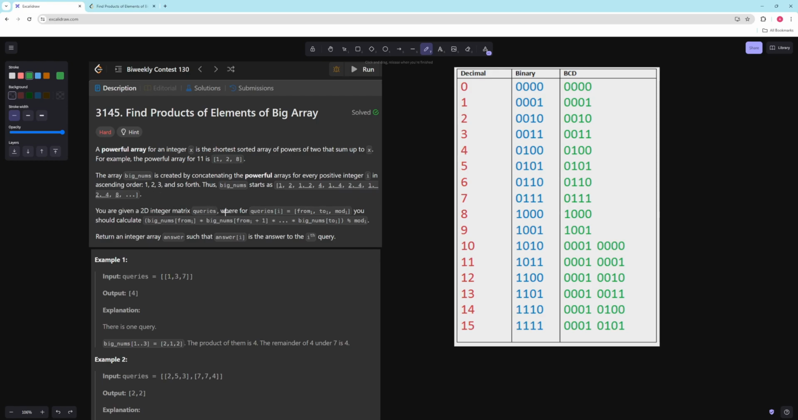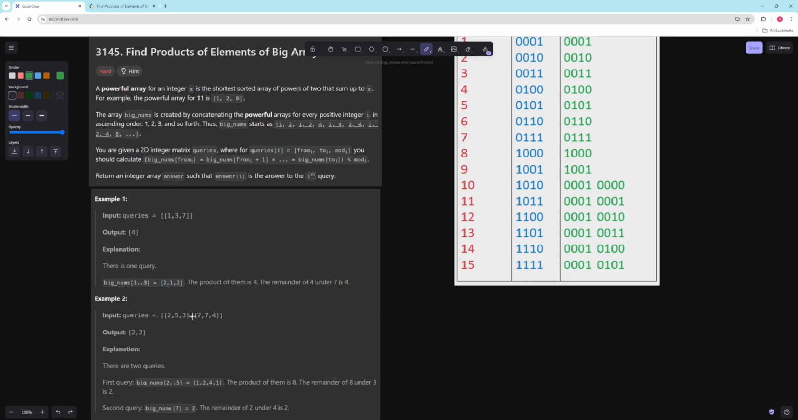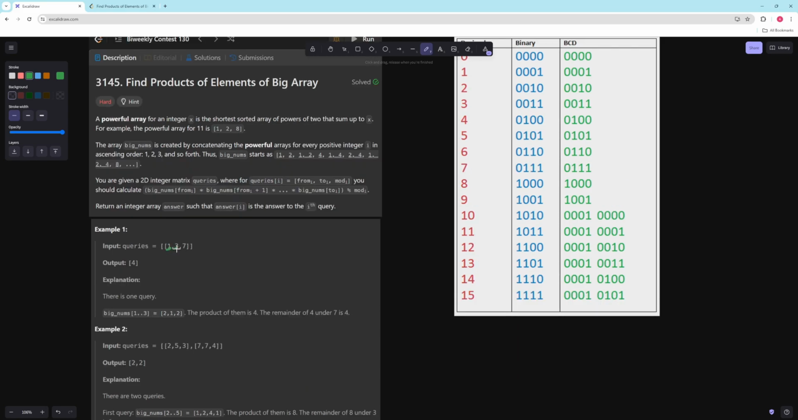You're given queries, where each query is from, to, mod, where you should calculate over big_nums. So you're basically saying get the product of all the values in big_nums from the start to the end of the query, modded by mod. In this example, it took me a while to figure out what's going on, but essentially this query, 1 3 7, means give me the numbers from big_nums index 1 to index 3 multiplied by each other, modded by 7. So you get 2 times 1 times 2, modded by 7, which is 4.